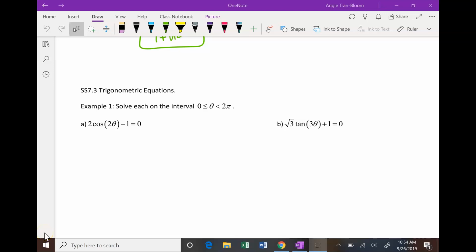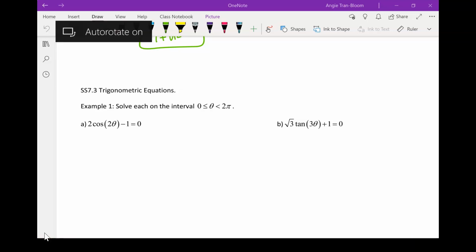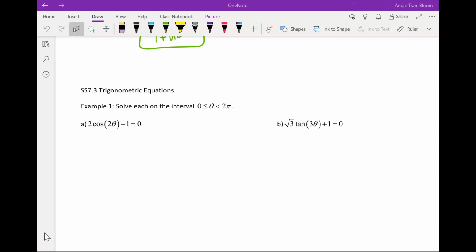Right, here we go. So 7.3, we're going to solve. Example 1 instructions said solve each equation on the interval inclusive from 0 all the way to non-inclusive at 2 pi. So just normally, what would you do first? Move over the 1, so that would be 2 cosine of 2 theta equals a positive 1. Perfect. What's the next step?